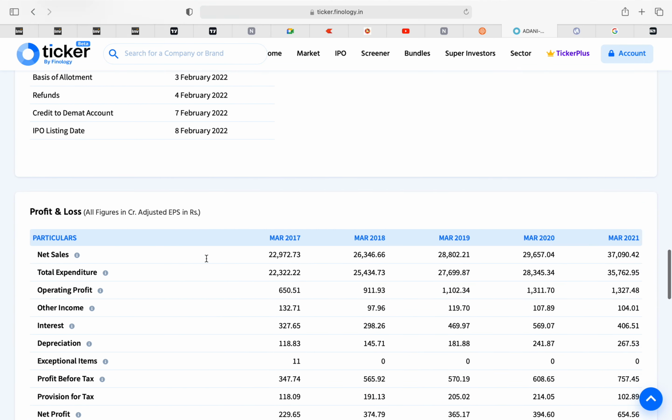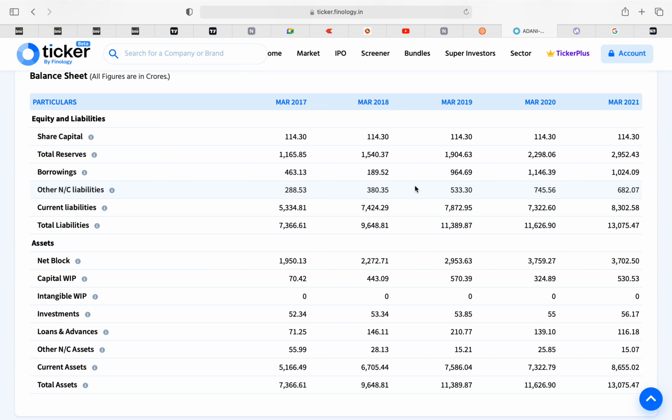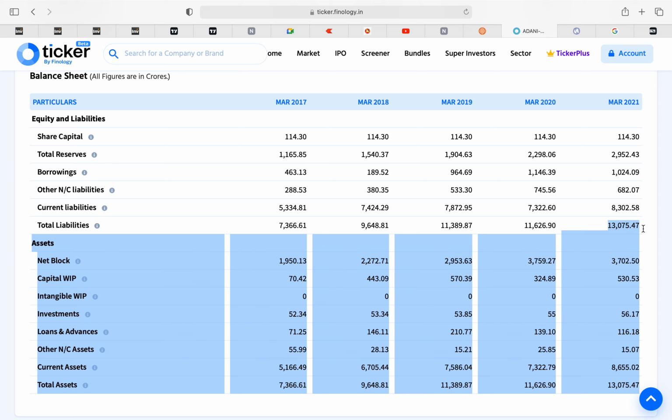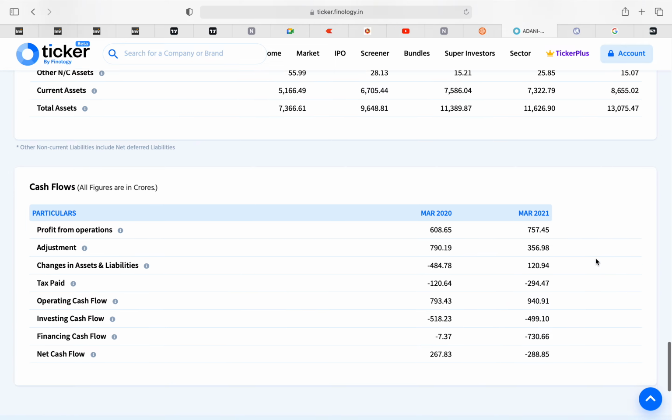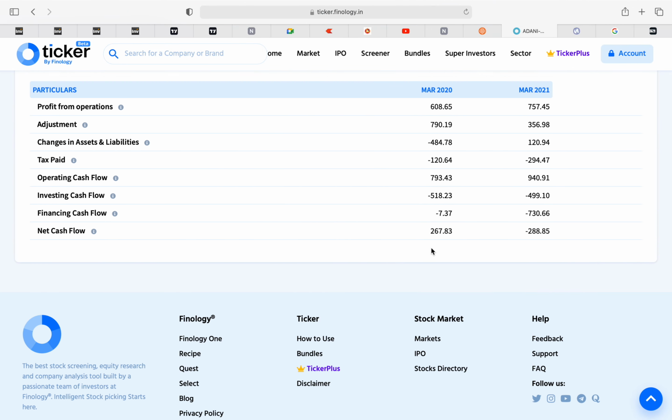Now the important part is the borrowings and liabilities. The company has a total liability of 13,000 crore, which has been rising repeatedly from March 2017, up nearly double. And this IPO is raising 3,600 crores. So you can reduce 3,600 crores from here and see how this is going to help the company, and the liabilities are still going to be a lot. They have borrowings of 1,024 crores and a lot of current liabilities, 8,300. This is the net liability which we are interested in. Now coming to the important thing, the net cash flow of the company is also negative, negative 288.85.